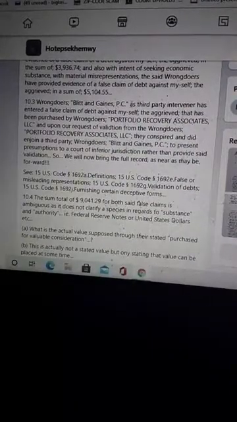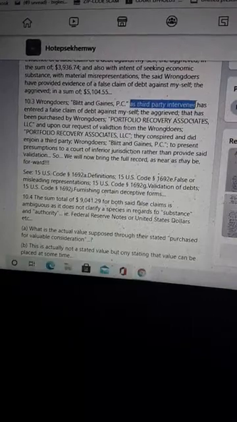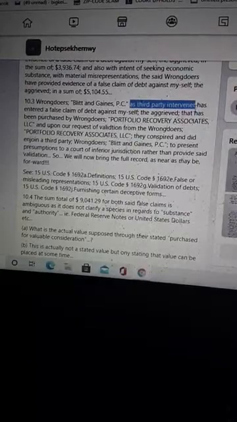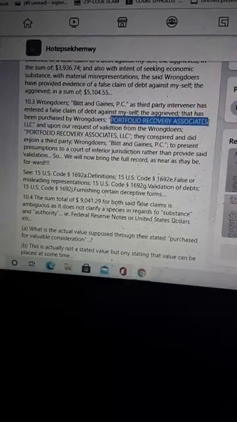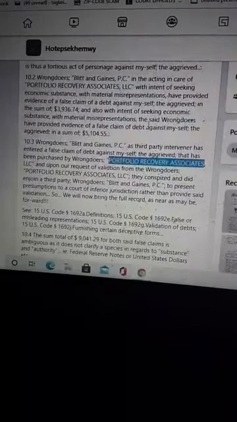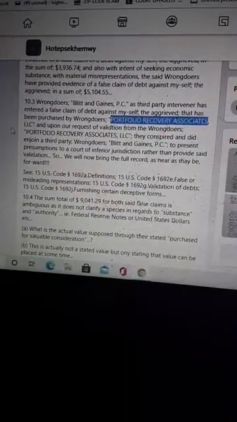Wrongdoers Blitten Gaines, PC, as third-party intervener. They are interveners. They are calling themselves a debt collector. Whether they have a contract with Portfolio Recoveries Associates or not, that matters not. They are taking that private contract into a public venue and calling a debt against a United States citizen, which is a vessel of the United States. Therefore, they are claiming a debt against the United States. Not Joyce, but they are calling Joyce in her private capacity into a public venue to do so.